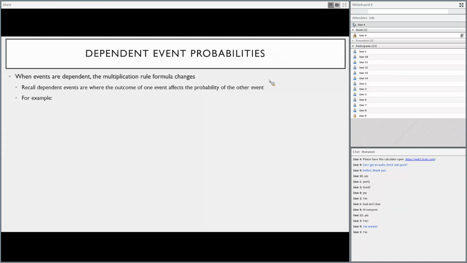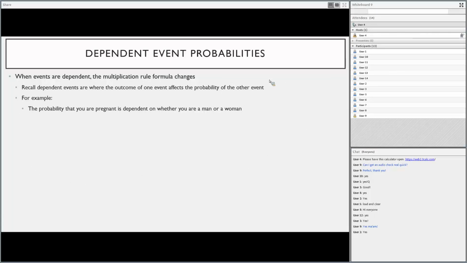They could have been dependent, right? And if you remember last week, I told you that this week we were going to talk about what the formula is when those events are dependent. So when events are dependent, that multiplication rule just changes slightly. Just as some examples of what dependent events are, just to refresh ourselves.